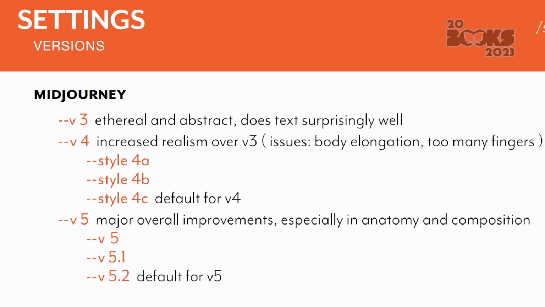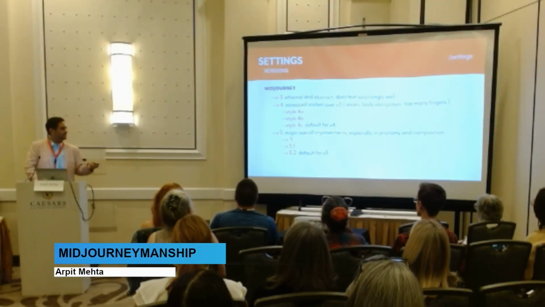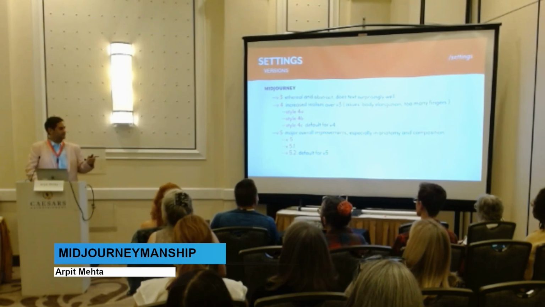Version 4 definitely increased realism, but there was a lot of body elongation, and all the images you saw that creeped you out about the fingers, that was version 4. And then version 5 is the current version, with them saying 6 should be coming out anywhere in the next few weeks or the next couple of months. We'll see what happens then. I'm glad it didn't come out last week. That would have sucked.